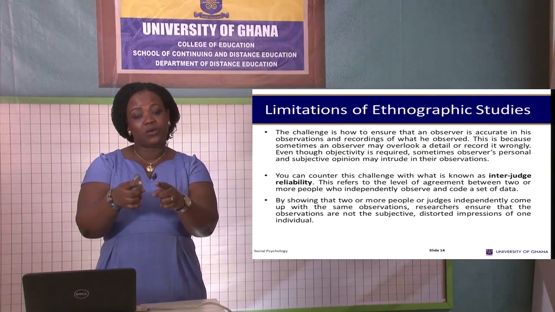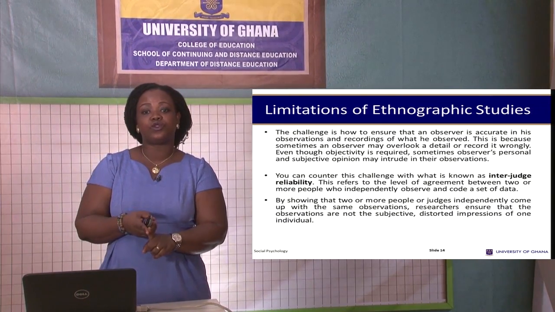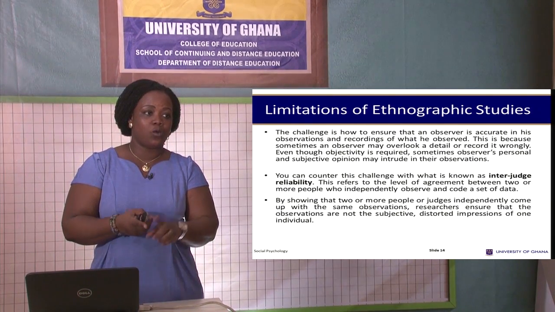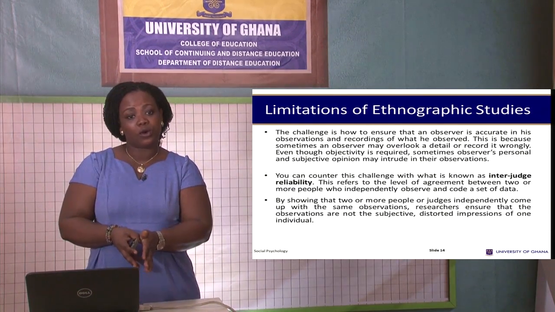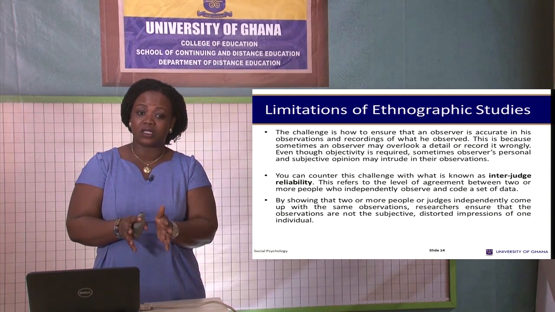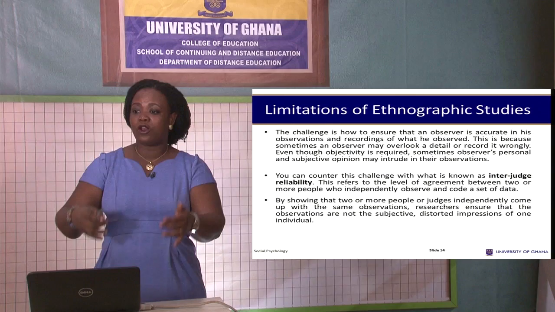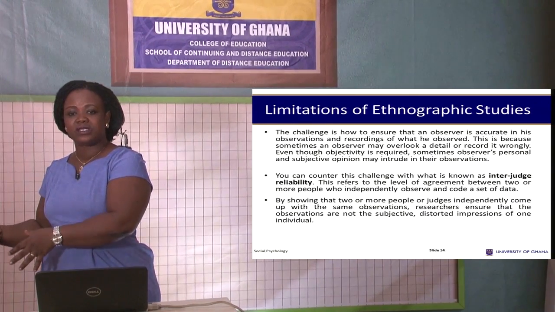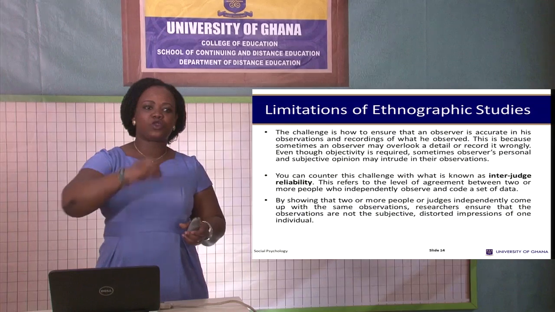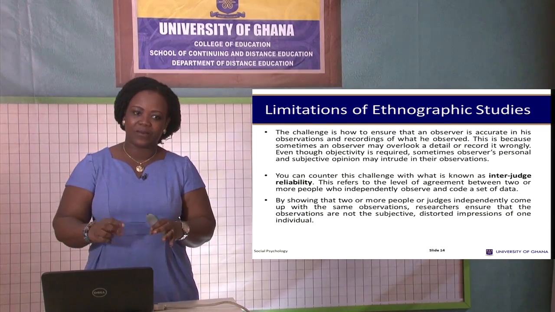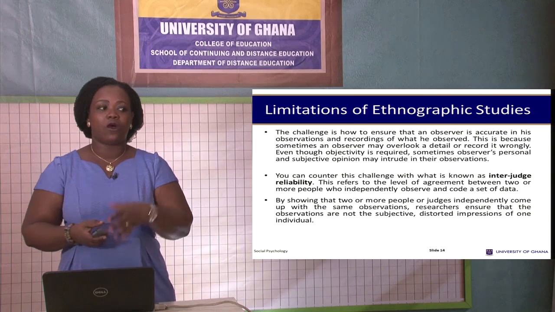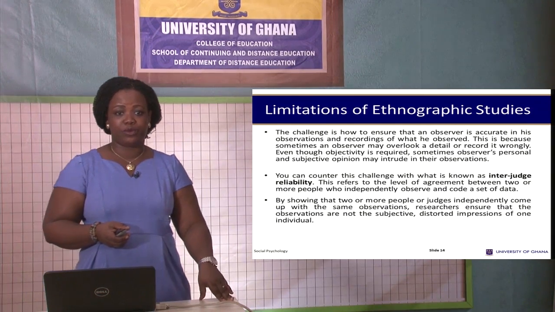So the way to deal with that challenge is to use what is known as interjudge reliability. One ethnographer goes to study the Krobo depot rites, and you are not sure if what is recorded or reported is accurate. You look for another researcher's account and another researcher's account. So between different judges, inter-judge, you are assessing the reliability of the information that has been provided.